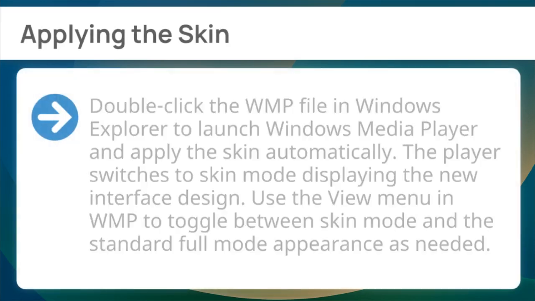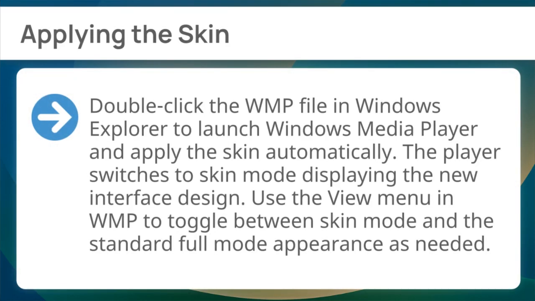First, applying the skin. Double-click the WMP file in Windows Explorer to launch Windows Media Player and apply the skin automatically. The player switches to skin mode, displaying the new interface design. Use the View menu in WMP to toggle between skin mode and the standard full mode appearance as needed.